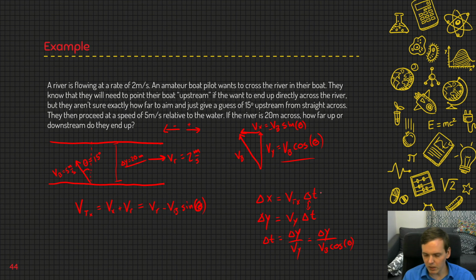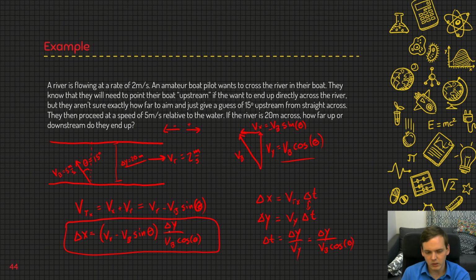And then that can be plugged into this top equation to get delta x is equal to Vr minus Vb sine theta times delta y over Vb times cosine theta. And this will tell you how far they end up in the x direction.